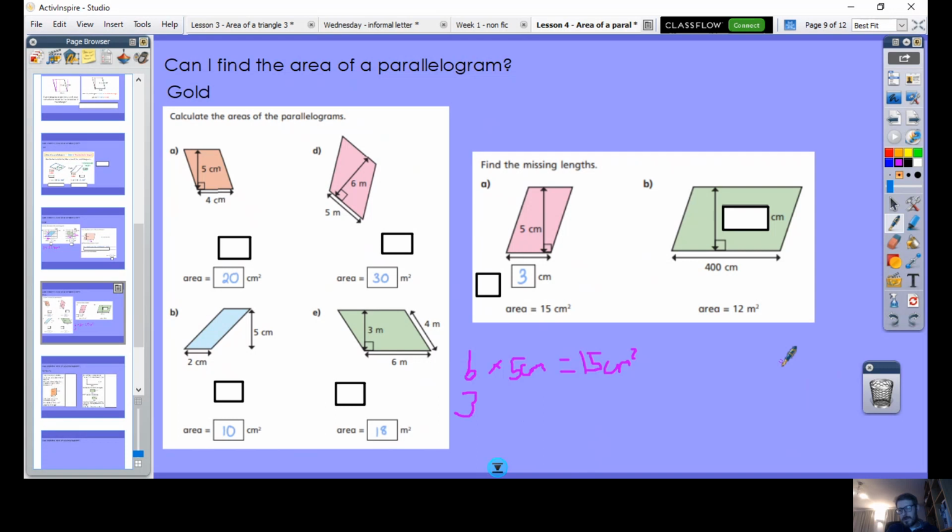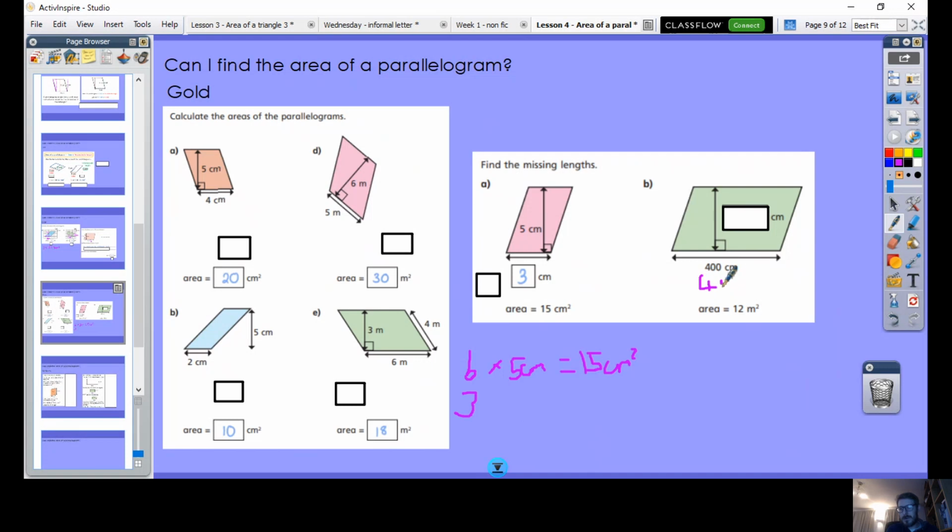All right, this time we've got some slightly different units of measurement to try and confuse us. So the area, we've been given an area of 12 meters squared, but the measurements are in centimeters. So we could change these measurements into meters to make sure that we're able to calculate it. So we could divide the 400 by 100 to turn it into meters.